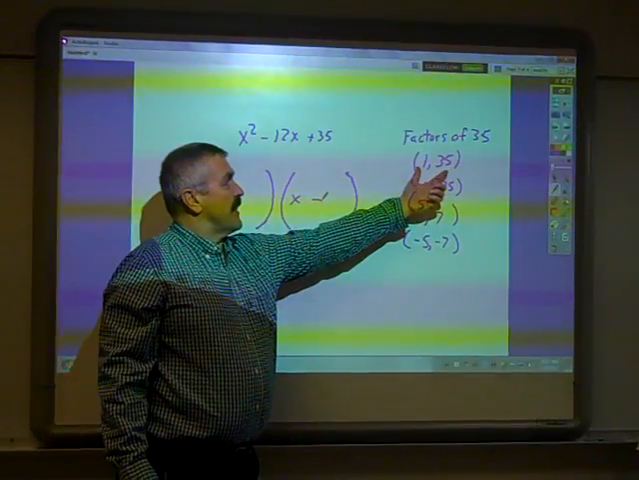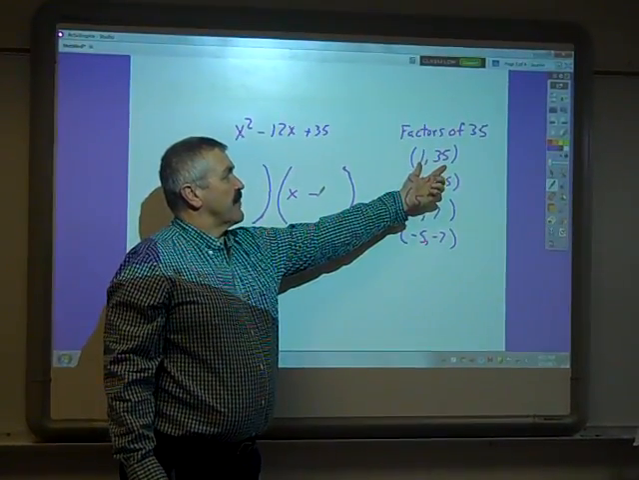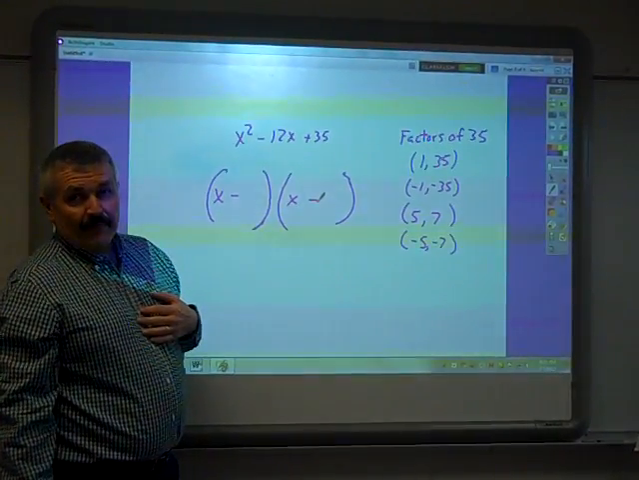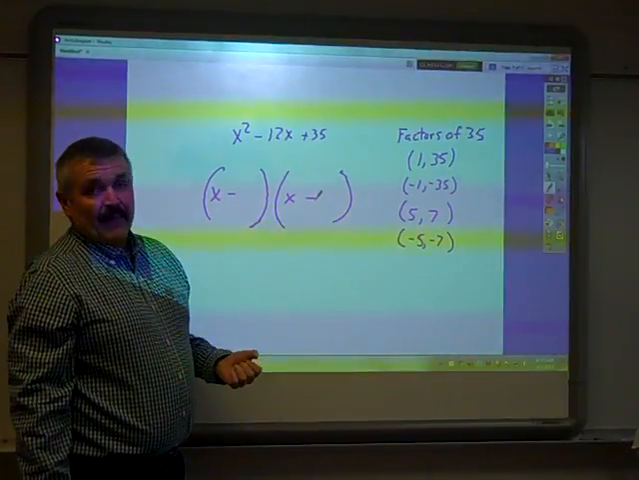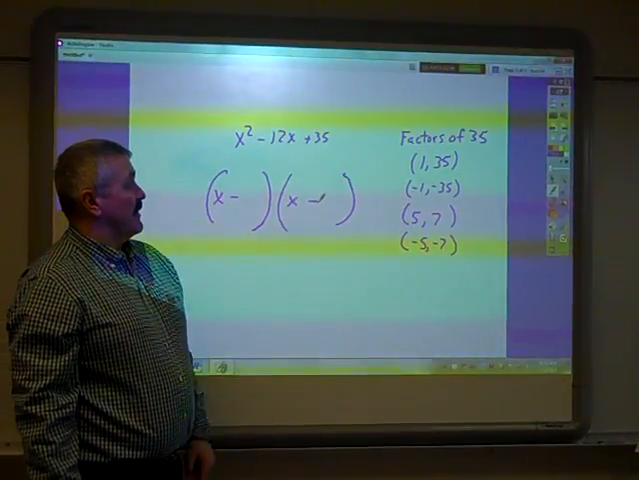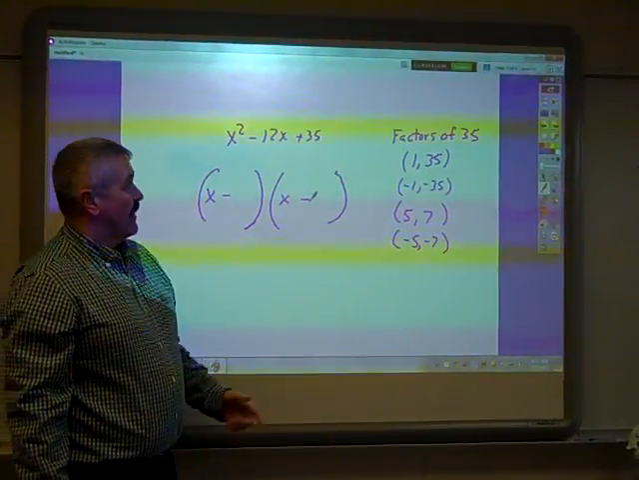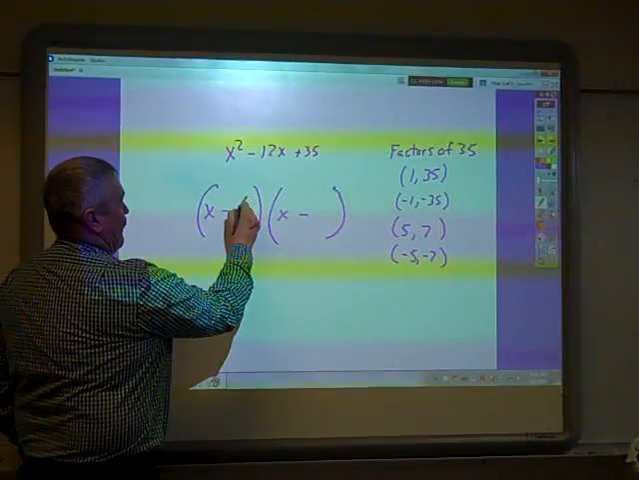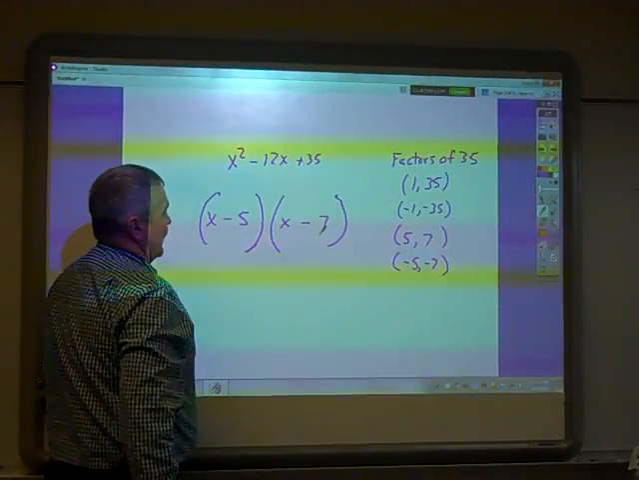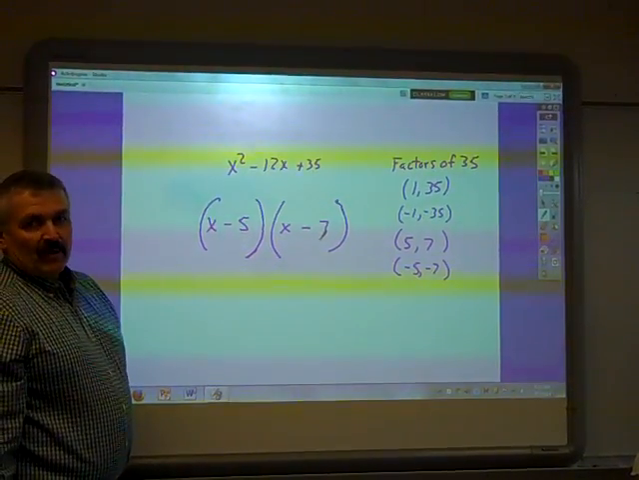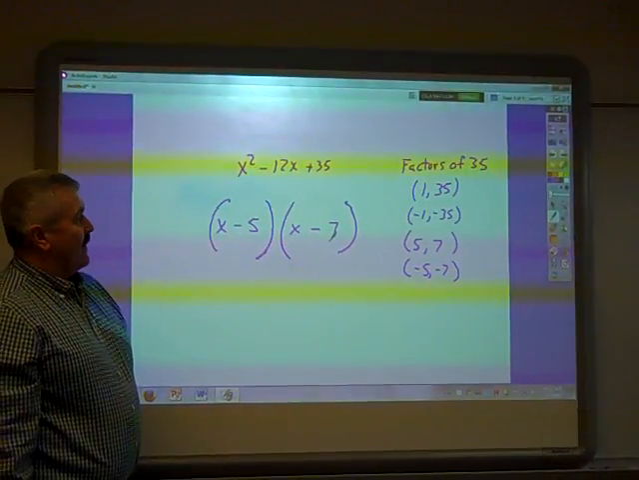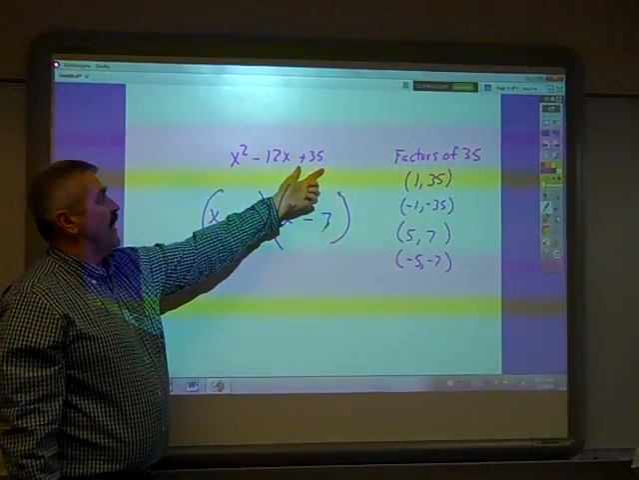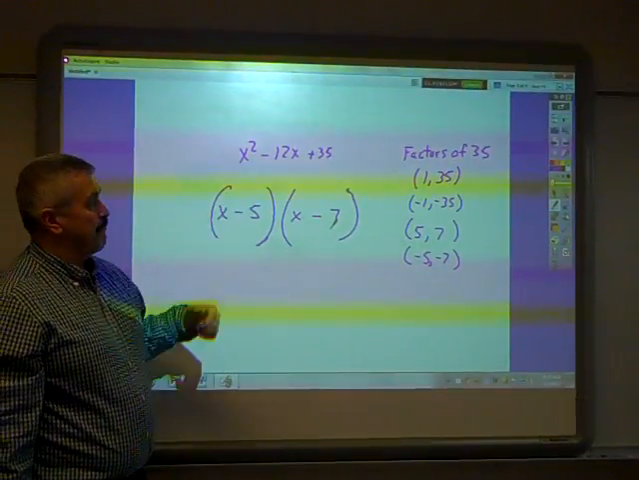So right away we can eliminate the positive factors of 35, 1 and 35, and 5 and 7. We're looking for two terms that multiply to 35 and add up to negative 12. In this case, we can take negative 5 and negative 7 and place those in there. When we multiply x minus 5 and x minus 7, we get positive 35 and then negative 12x for our b.